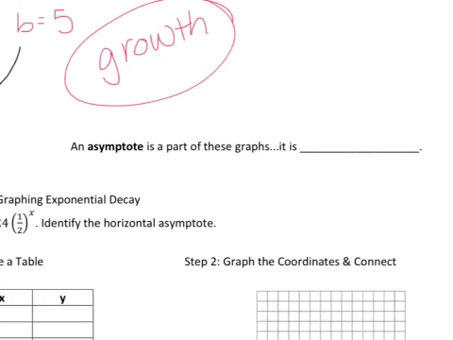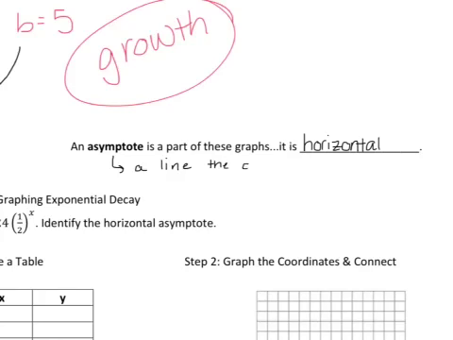Have we dealt with asymptotes in this class? Yay. Okay. The asymptote here is horizontal. I'll tell you what an asymptote is. You can write it down. Asymptote is a line the graph approaches but never actually touches.